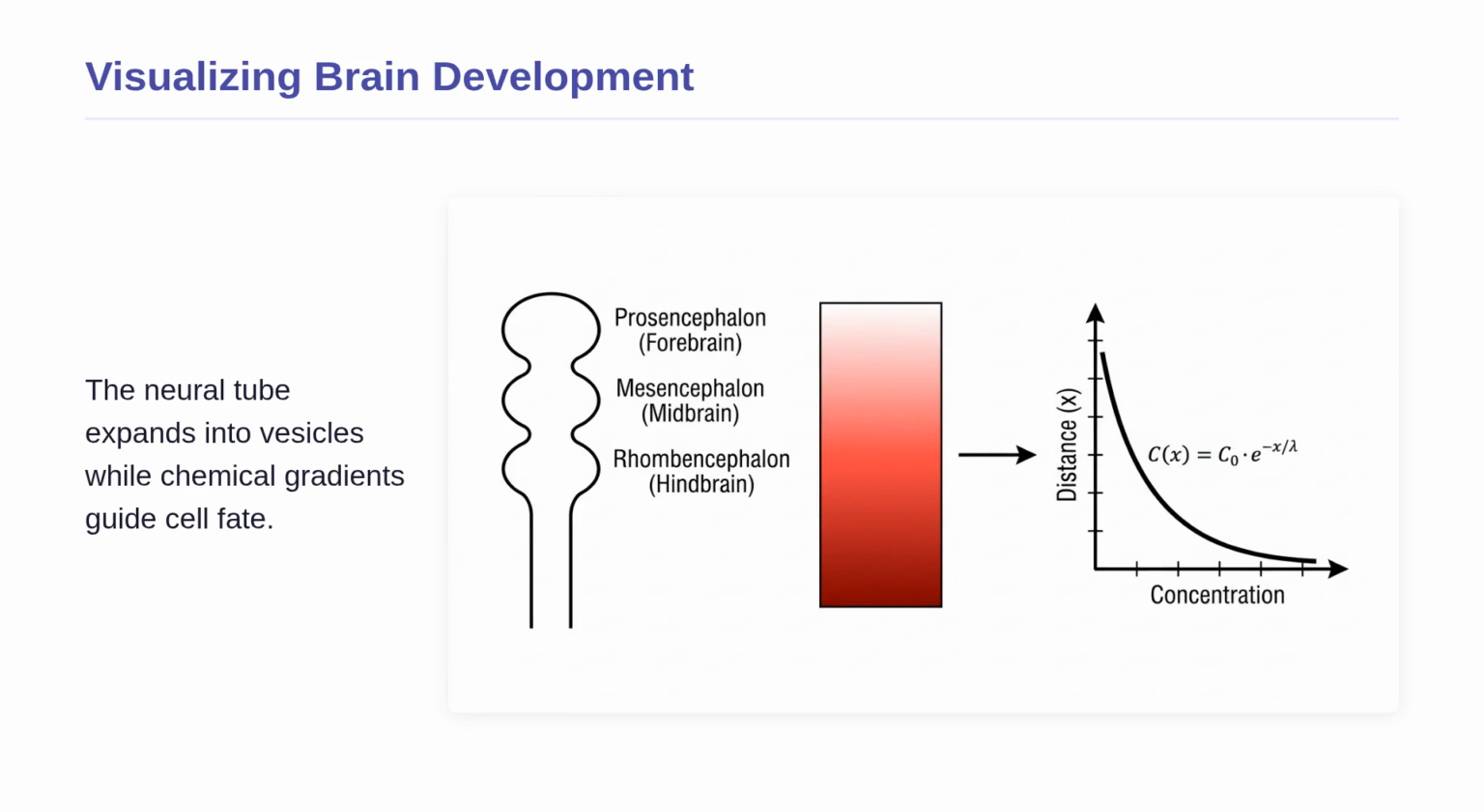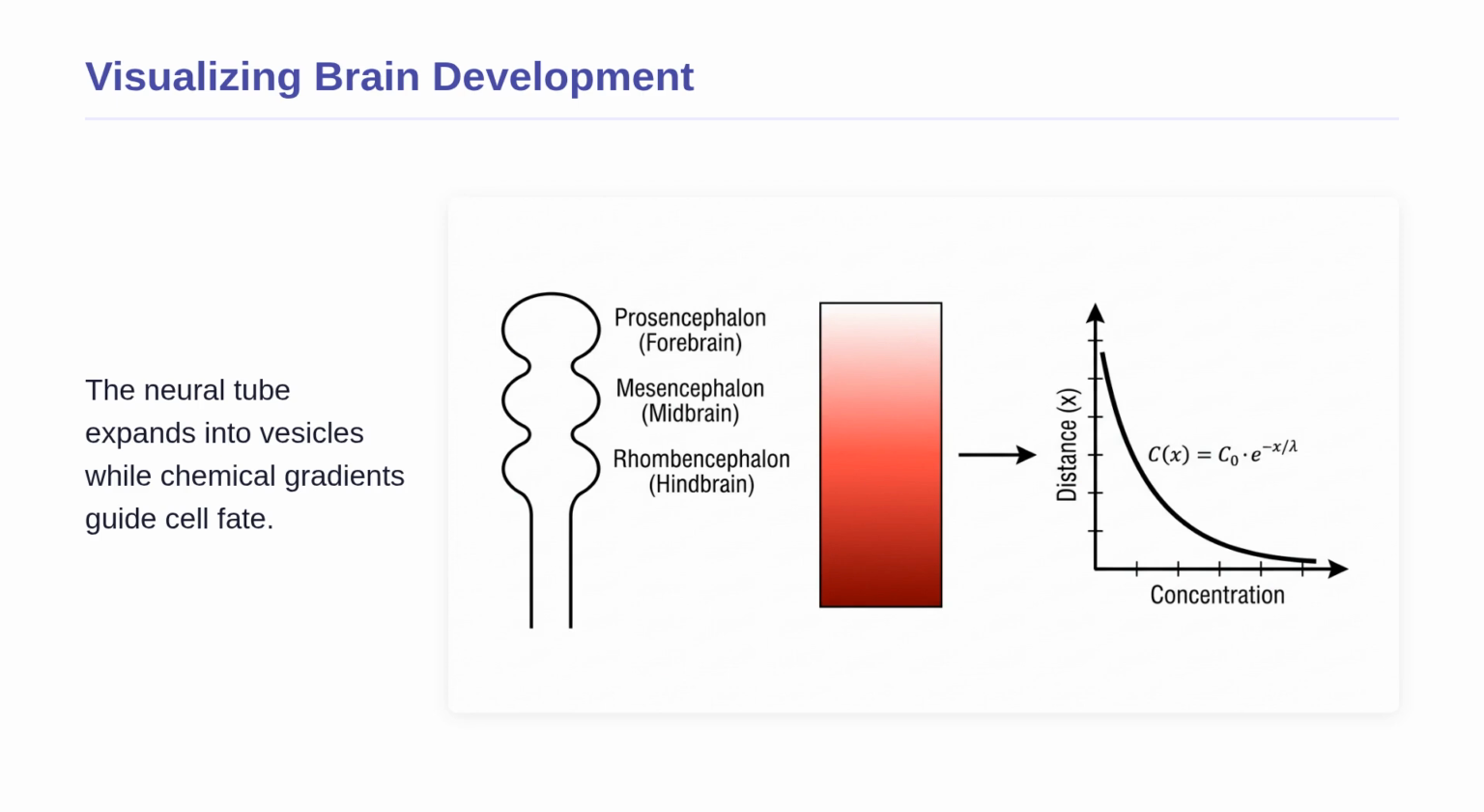Having calculated the chemical concentrations, let us visualize how these processes come together. On the left of this diagram, you can see the neural tube, with its top end expanded into the 3 primary brain vesicles: the forebrain, midbrain, and hindbrain. Next to it, the red shaded box represents the tissue of the neural tube, with the dark red color at the bottom indicating a high concentration of a morphogen, like Sonic Hedgehog. As you move upward, the color fades, representing the decreasing chemical signal.